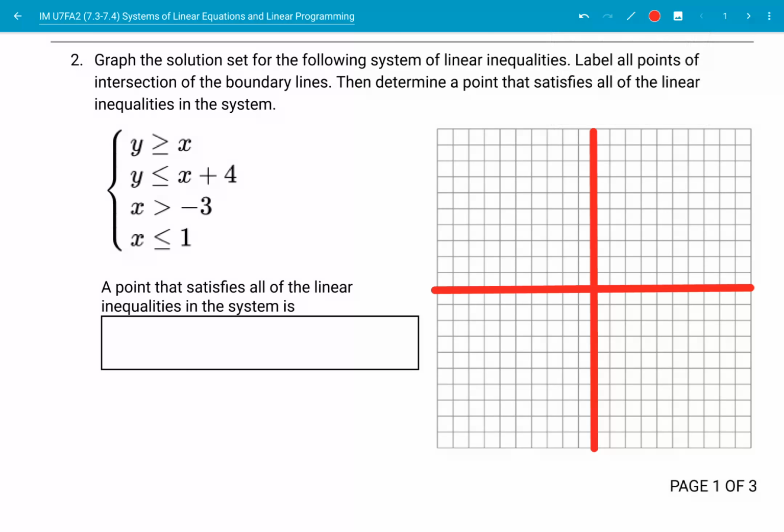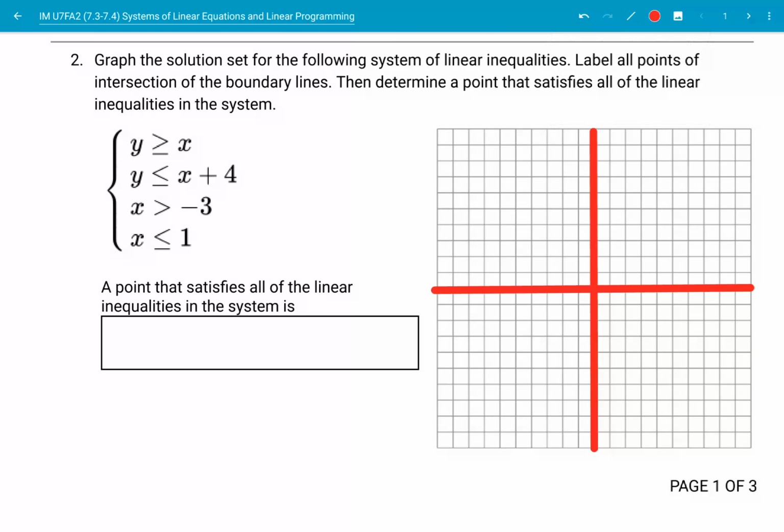Okay, so we're going to start by creating our axes, and we'll start here with a line and here with a line. Okay, so here's our x and y axis. Let's go ahead and make this a lot thicker.